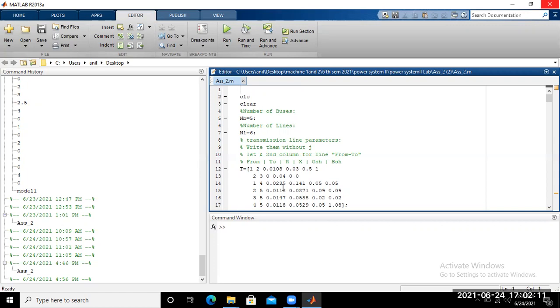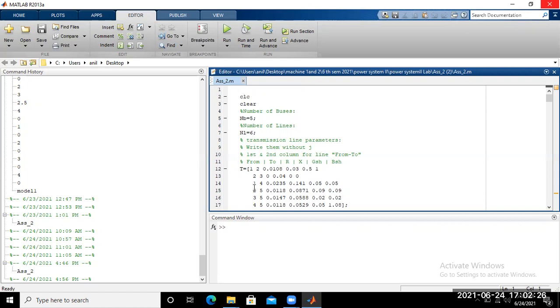That means for only buses 2 to 3, we just consider the reactance value. Resistance is 0 and reactance value is 0.04 and 0.